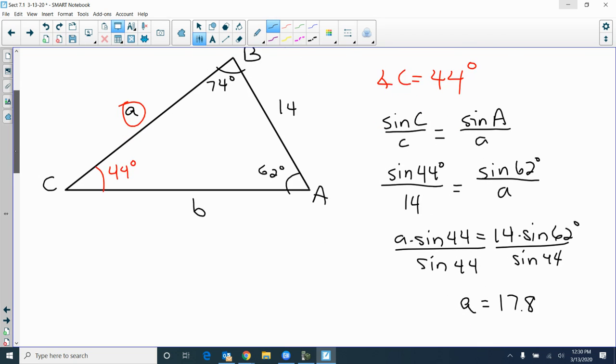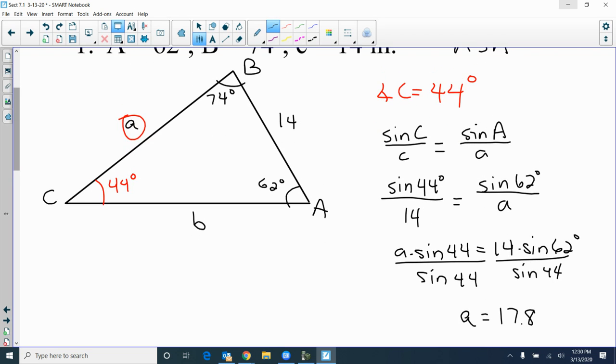Okay, can we solve for side B without using that 17.8? And that's what you want to do. Do not use that rounded off value, and do not round off within your work until the last step. So just enter everything in, and then keep it in your calculator until the end. I can reuse the 44 and the 14. Sine of 44 degrees over 14 equals sine of 74 degrees over B.